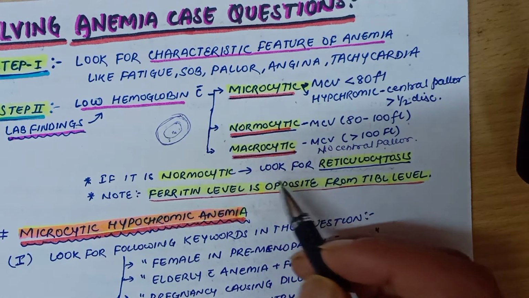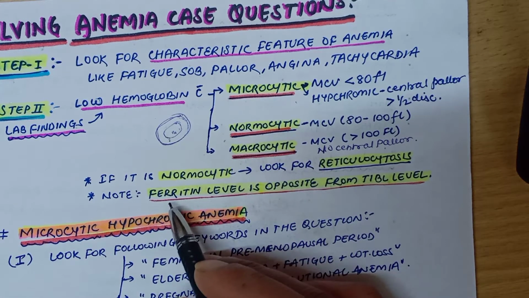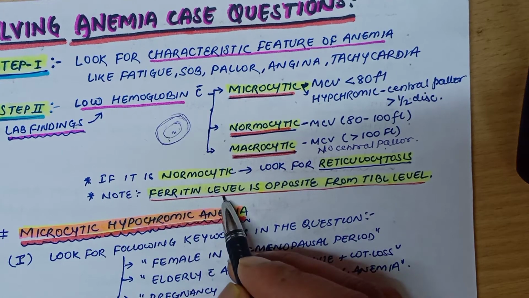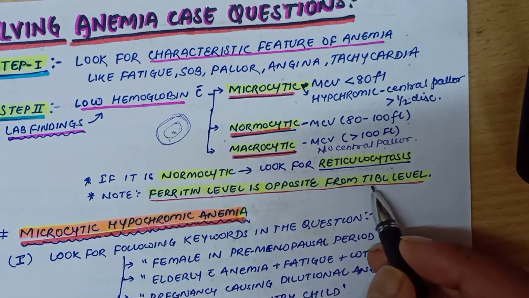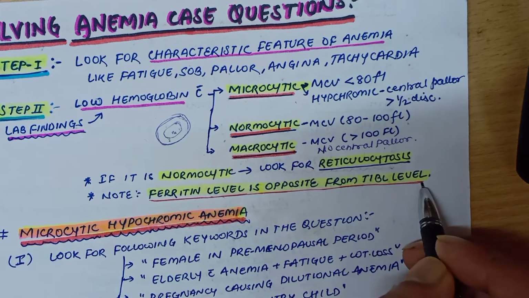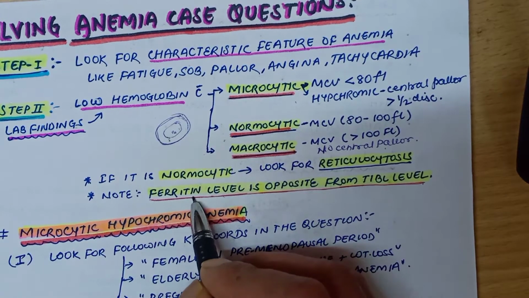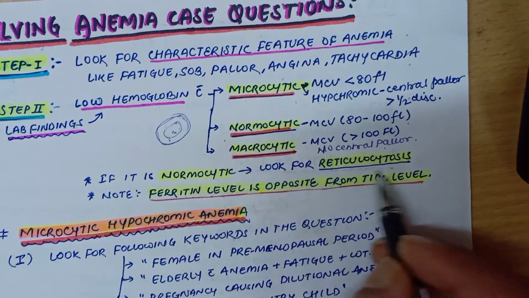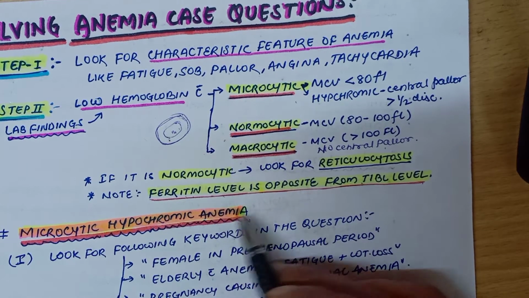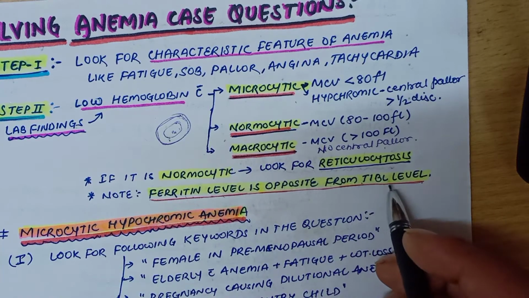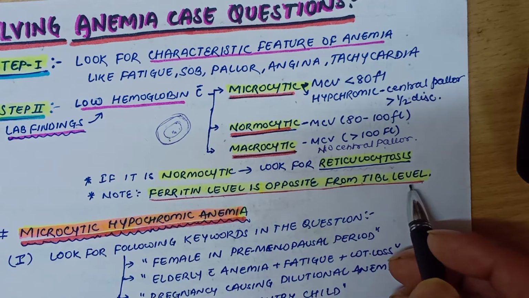And remember, whenever there is a ferritin level given, the ferritin level is opposite from the total iron binding capacity level. If the ferritin level is high, then total iron binding capacity will be low. And if the ferritin level is low, then total iron binding capacity level will be high.